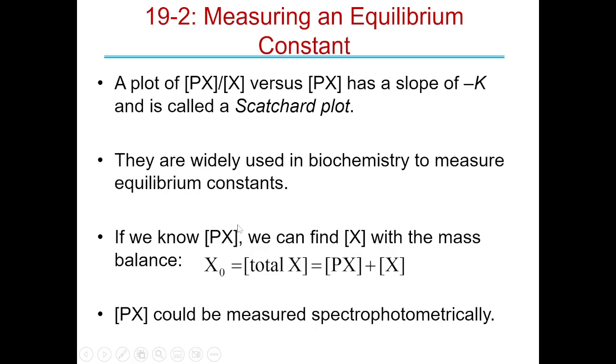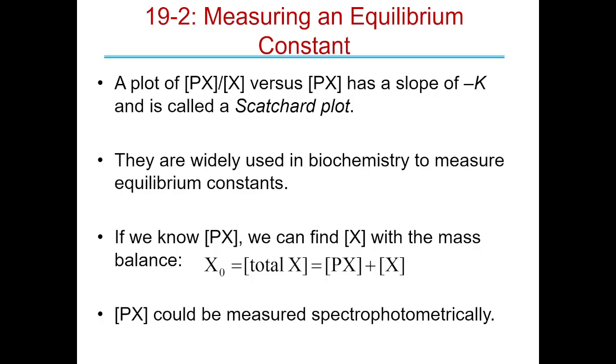So if we can determine PX, then we always know how much is in each form of it, because there's only two possibilities: there's PX and X. And those always have to sum to whatever X we put in. That's called the mass balance equation, of course. Whatever X we put in is the total amount of X that's possible, and it's between these two different species. If we know PX, then we know X automatically. So how do we get PX?